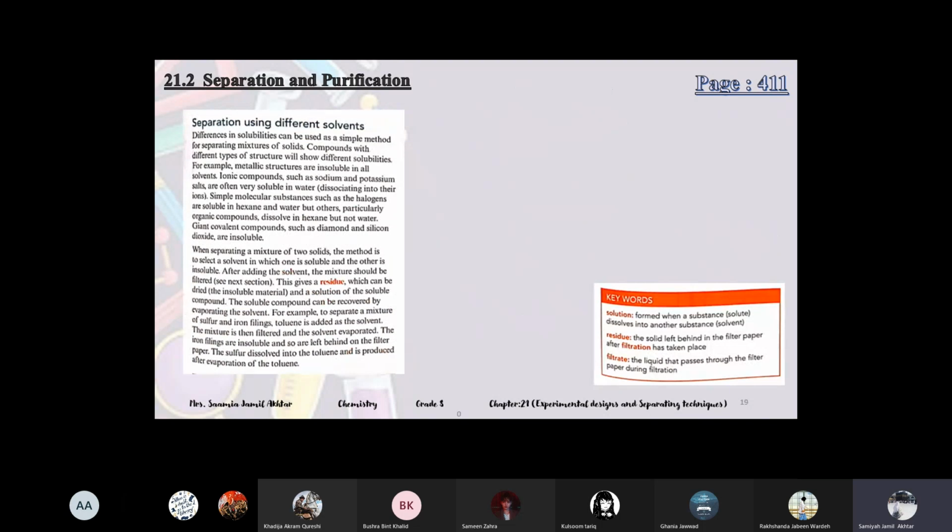Then in this one, same page, separation using different solvents. In the second paragraph, the same concept is used to separate a mixture of two solids, but they have given a different example this time. The first example is of salt and sand. The second example is of sulfur and iron filings. Both pronunciations, fillings and filings, are correct.